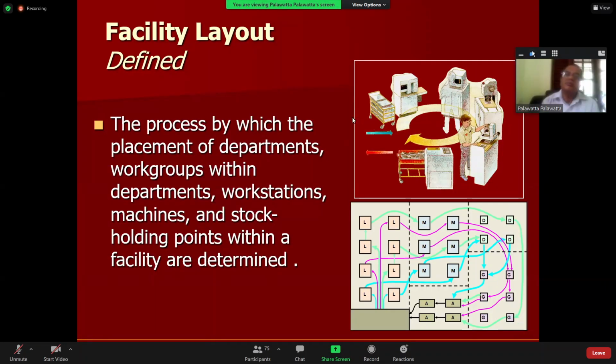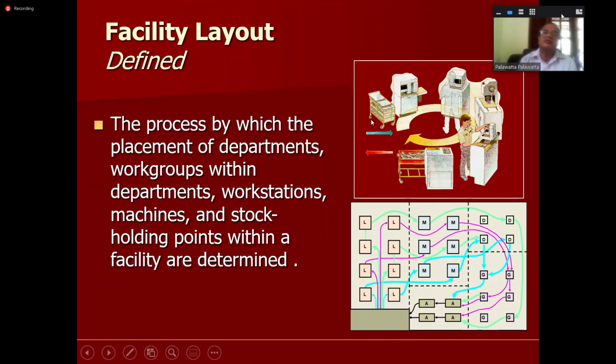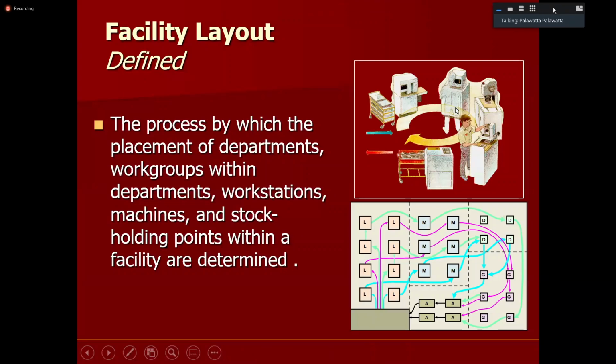So in this picture you have another format. Let's see, we have one worker here. Actually, this space is a work center. This work center is manned by one person. A work center is actually defined as a place where one worker works.